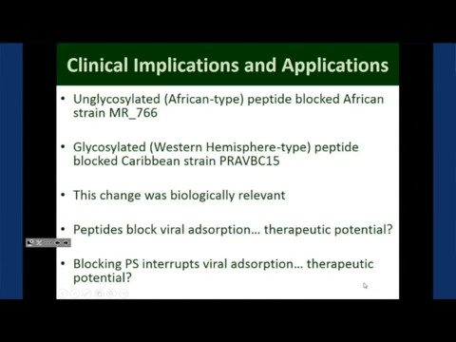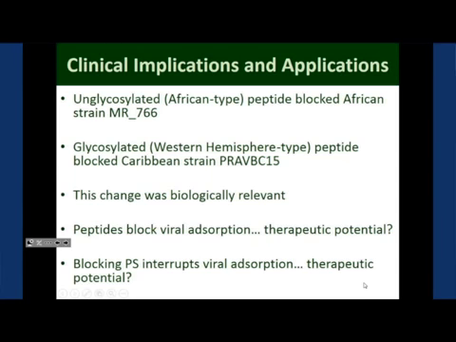So if peptides block viral absorption, do they have therapeutic potential? That's interesting. That's kind of neat. We also saw that blocking phosphatidylserine interrupted viral absorption. Does that have therapeutic potential? And that's kind of cool because that goes beyond Zika.